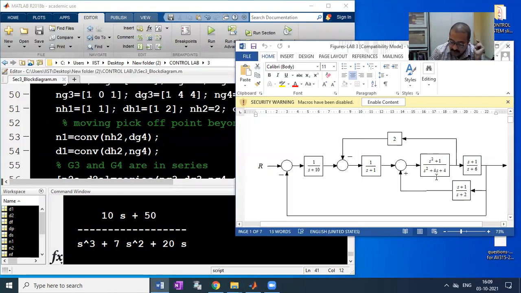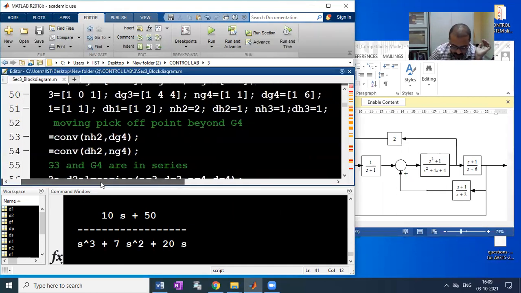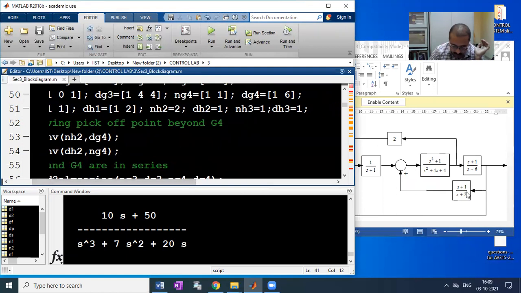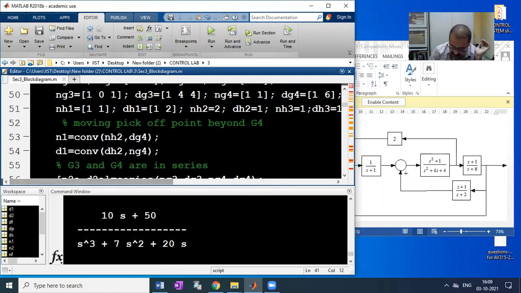Okay. What should be my dg3? dg3 should be 1 space 4 space 4. Then this is my fourth block. So I will call this as ng4 will be 1 space 1 and dg4 will be 1 space 6. Then next thing, this I call it as H1 block. So what is my NH1? 1 space 1. That is what is written here. What is my DH1? It is 1 space 2.